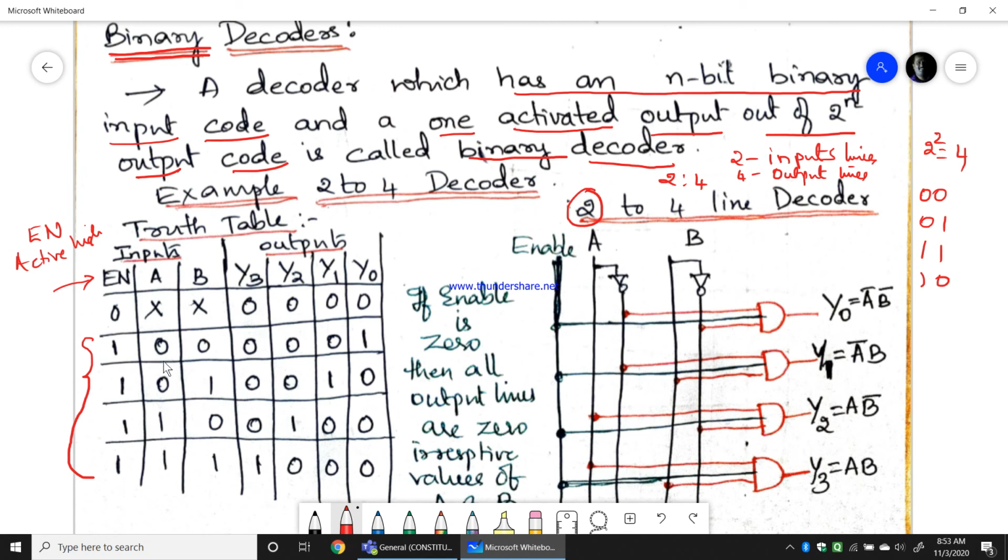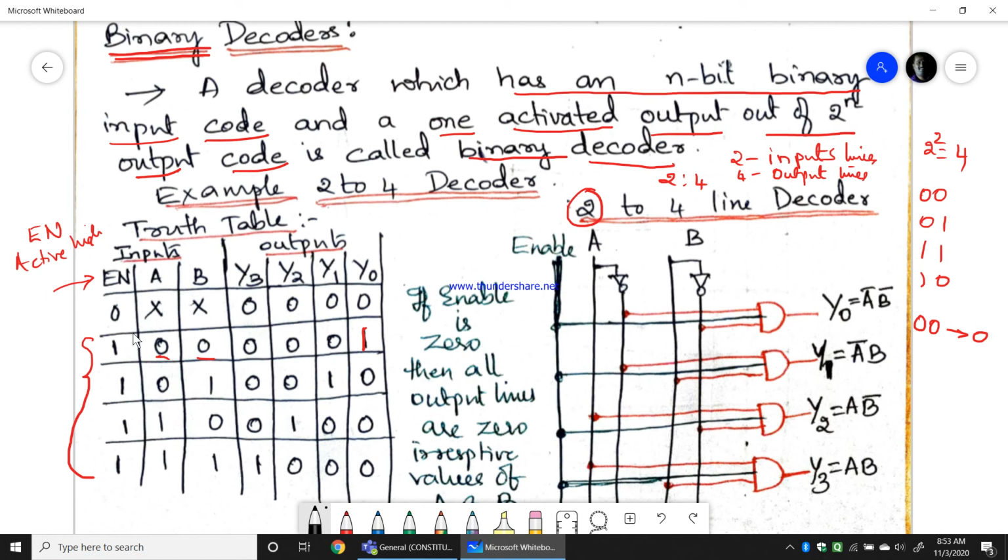Okay. Now for 0 0, we all know that the decimal value of 0 0 is 0. Therefore for 0 0, Y0 will be selected. That is why Y0 is 1 here. Y0 will be selected, and that is the reason Y0 is 1, whereas all others are 0.